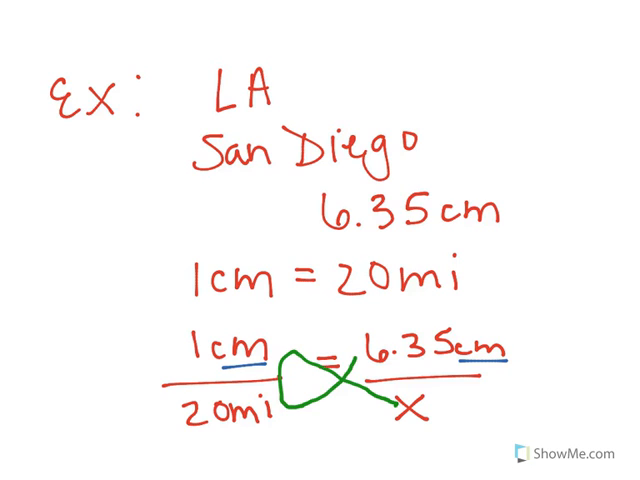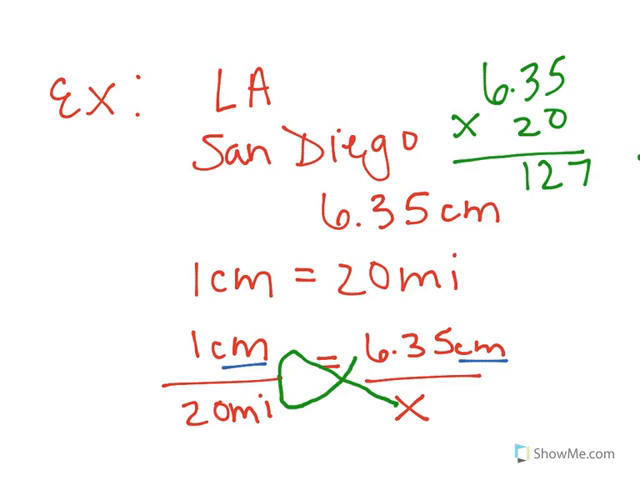I'm going to say 6 and 3,500ths times 20, and I'll let you use a calculator when we're solving proportions. So then you should get that 6 and 3,500ths times 20 is 127. So I did my first part of my fish. I did 6 and 3,500ths times 20. Now I just have to divide by 1. Well, dividing by 1 is just going to equal that same number. So I know that the distance really between Los Angeles and San Diego is 127 miles.